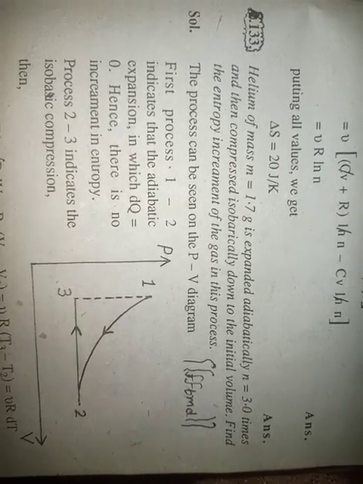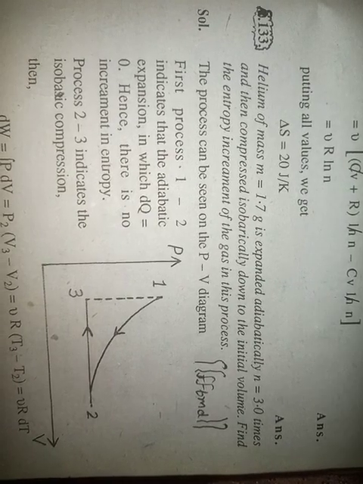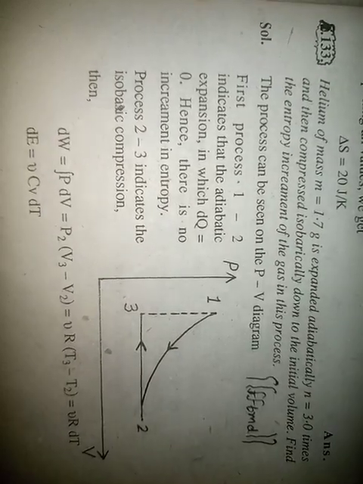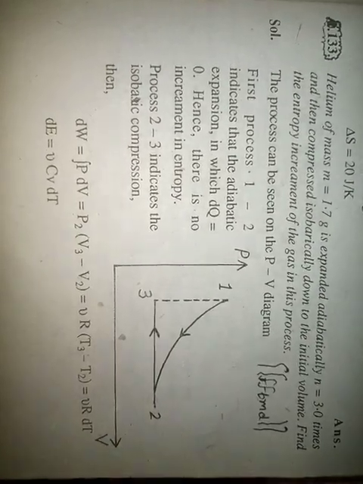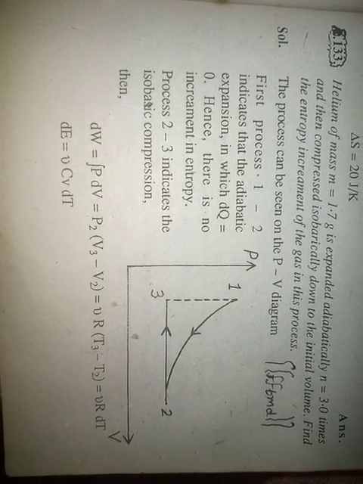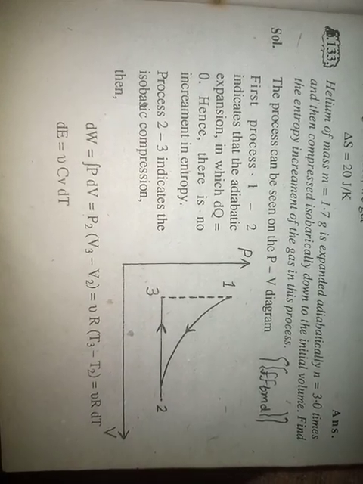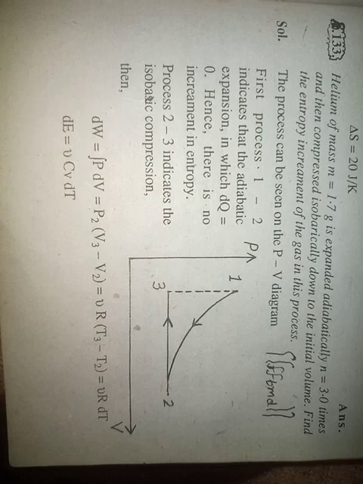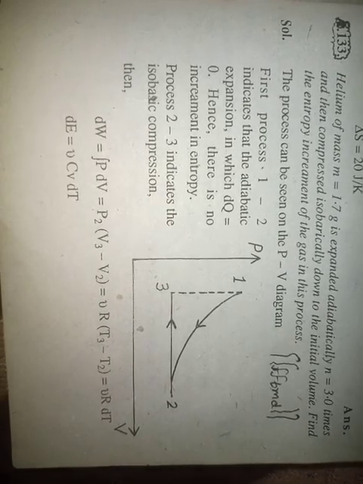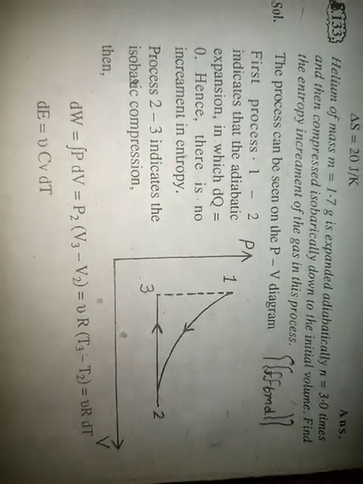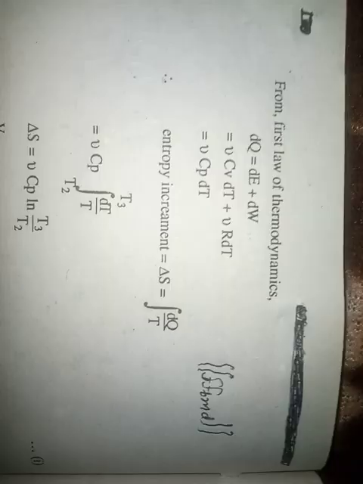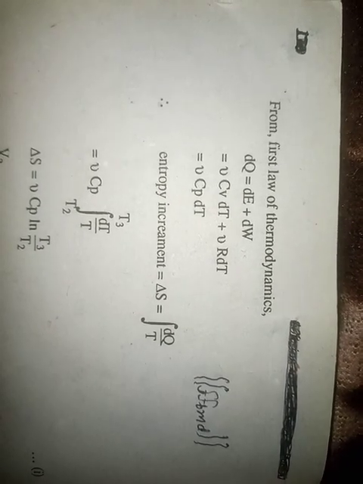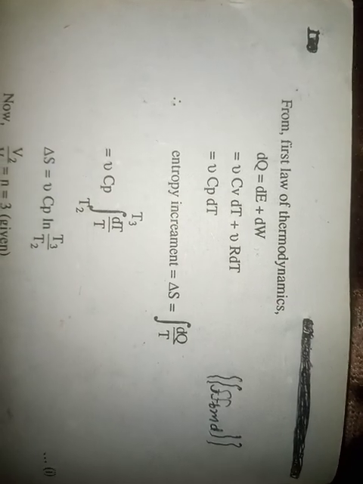First, process 1 to 2 indicates the adiabatic expansion in which dQ equals 0, hence there is no increment in entropy. Process 2 to 3 indicates the isobaric compression. Then dW equals integration P dV equals P2 into bracket V3 minus V2 equals nu R into T3 minus T2 equals nu R dT, and dU equals nu Cv dT. From the first law of thermodynamics, dQ equals dU plus dW equals nu Cv dT plus nu R dT equals nu Cp dT.